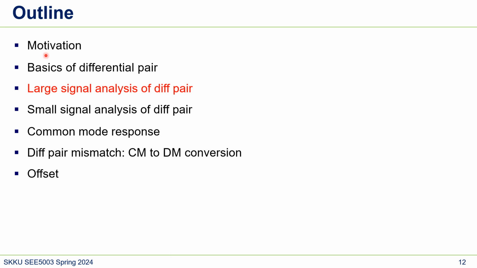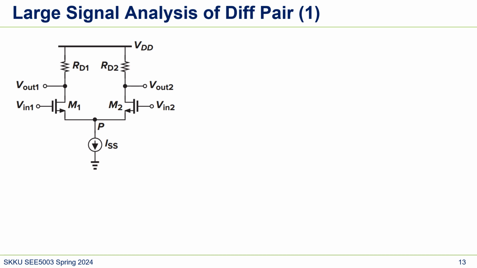So far we discussed the motivation of the differential pair and then the basics of the differential pair. And now let's look into more detail, quantitatively, using equations. The goal of this large signal analysis is that we want to find V out as a function of V in, where V out is V out 1 minus V out 2, while V in is V in 1 minus V in 2.